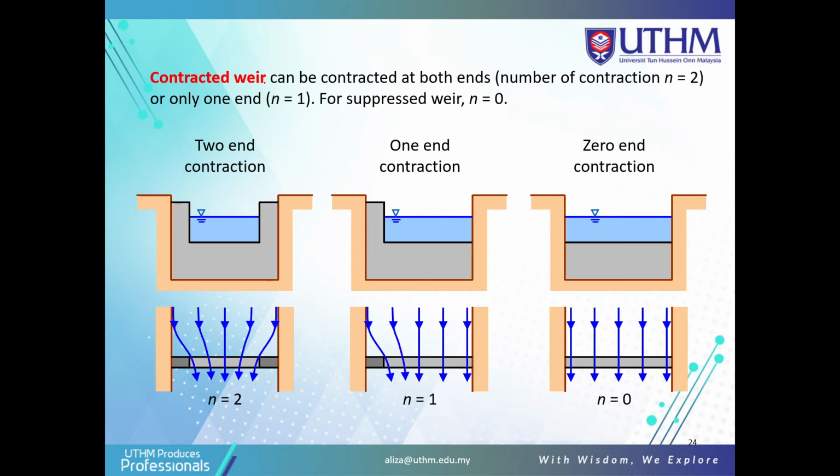A contracted weir can be contracted at both ends, so the number of contractions N is 2, or at only one end, so N is 1. For a suppressed weir, N is equal to 0. With two end contractions, N is 2. With one end contraction only, N is equal to 1. With no contraction here, zero end contraction, N is equal to 0.